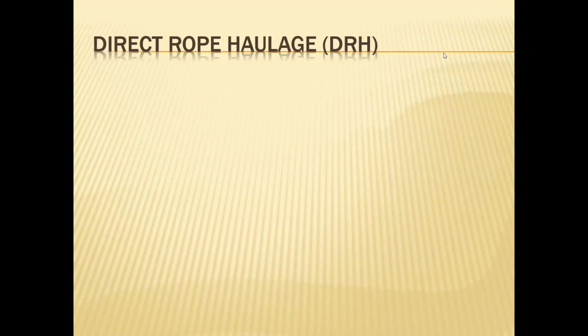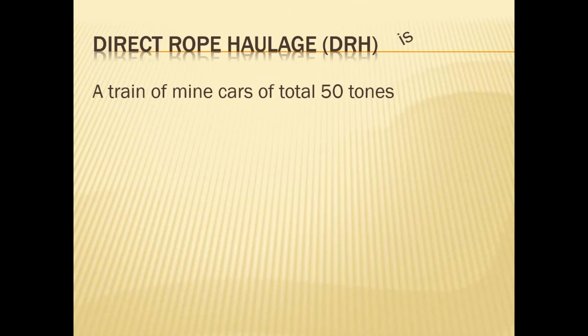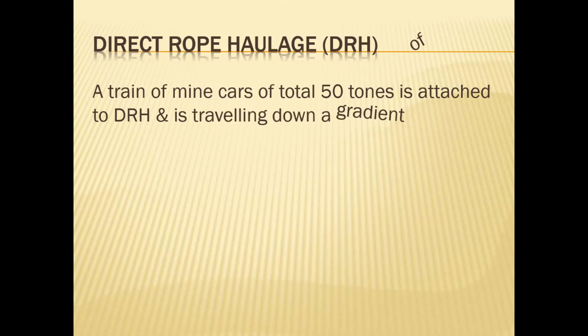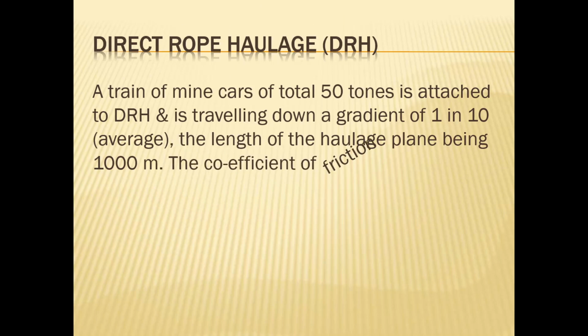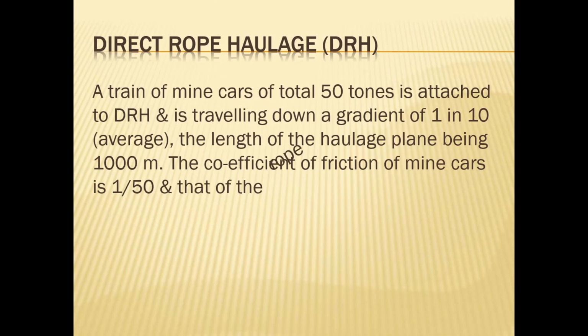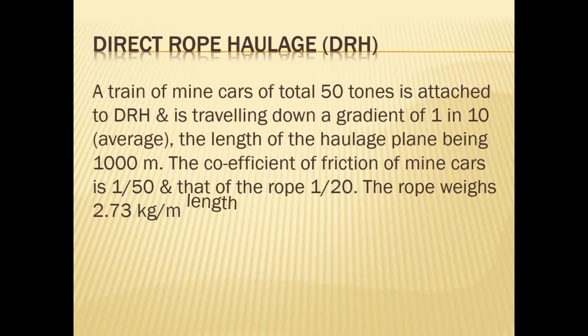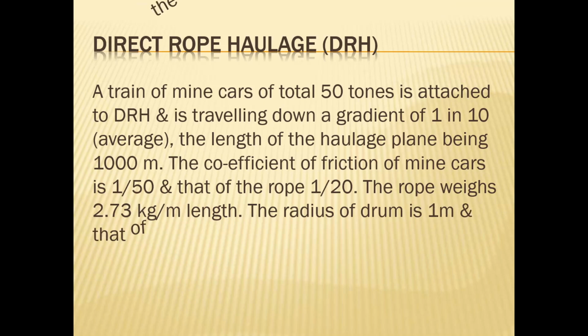So the numerical reads as: a train of mine cars of total 50 tons is attached to direct rope haulage and is travelling down a gradient of 1 in 10 average. The length of the haulage plane being 1000 meters. The coefficient of friction of mine cars is 1 by 50 and that of the rope is 1 by 20. The rope weighs 2.73 kg per meter length.